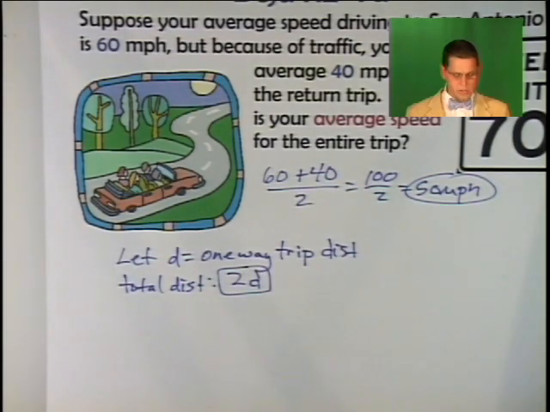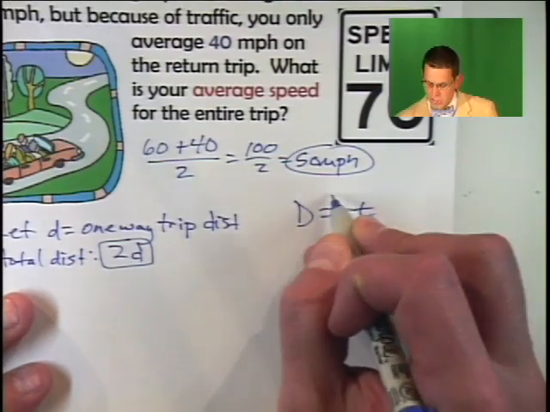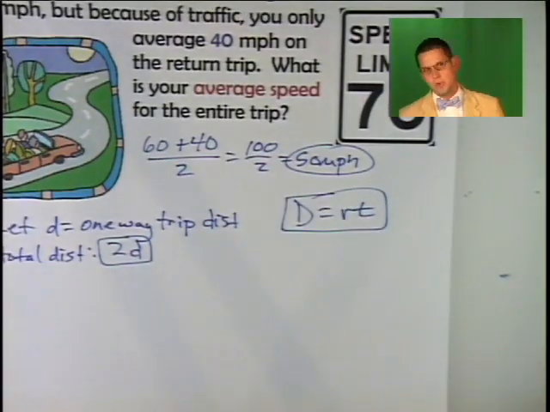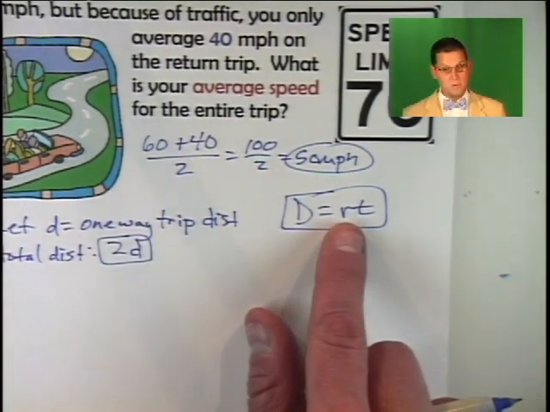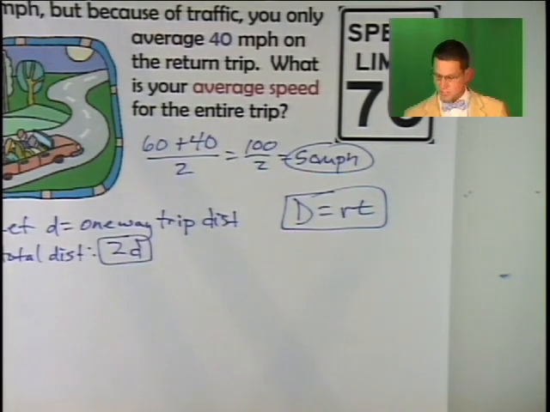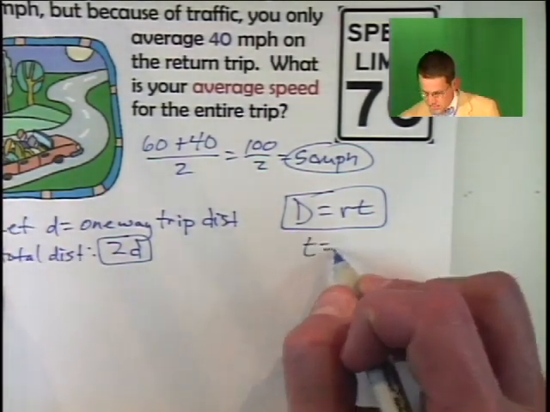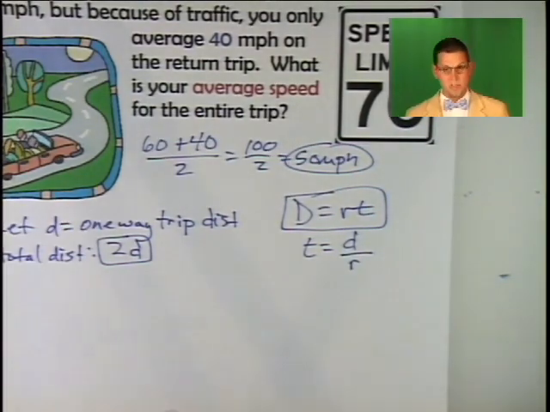Now we need to figure out how we can write our times for each trip. There's a real important equation I call the DIRT equation. It's d equals rt. Distance is rate times time. Drive 50 miles per hour for 2 hours, you travel a distance of 100. It's a pretty basic equation. If I solve that for t, I get distance, little d, divided by the rate, which is my speed.